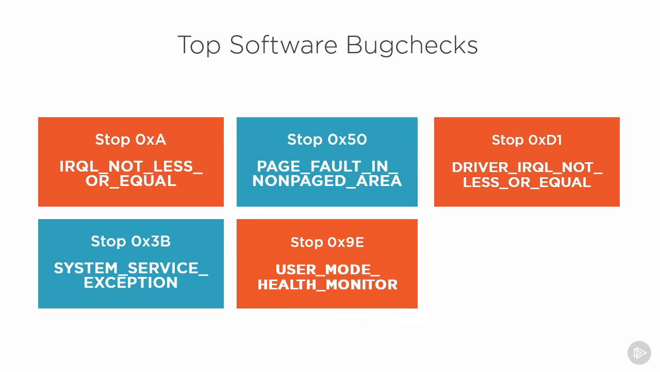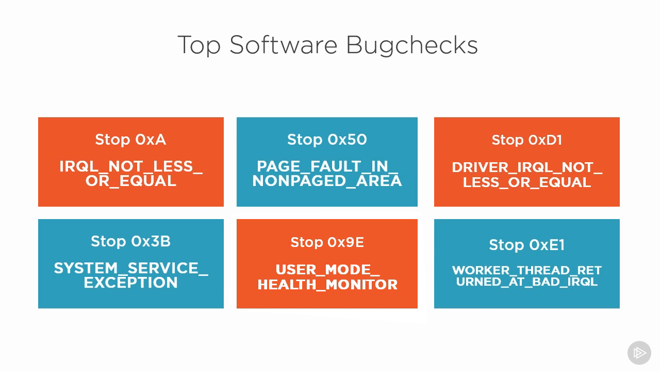There's also something known as a stop 9E, which is a user mode health monitor type bug check. This is typically seen with the cluster service in that if it is not receiving response in a timely fashion, it figures that something is definitely wrong with the cluster and will cause the system to crash. Finally, there's a stop E1 bug check, which is a worker thread returned at bad IRQL. Once again, we have a device driver that's trying to do some work on an I/O, and it encounters a problem. So that rather than continue, the operating system will bug check the system.